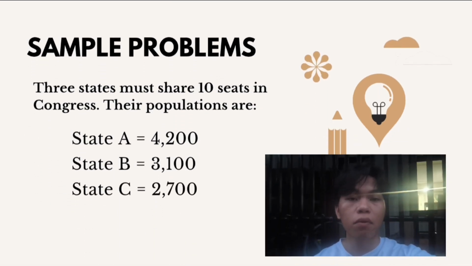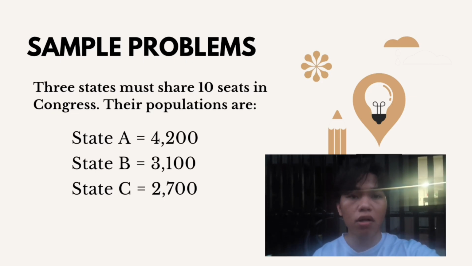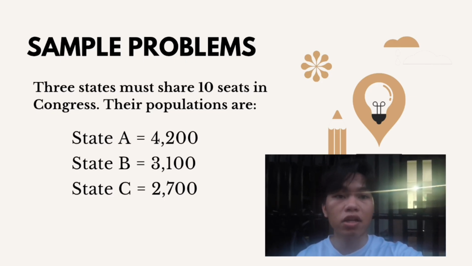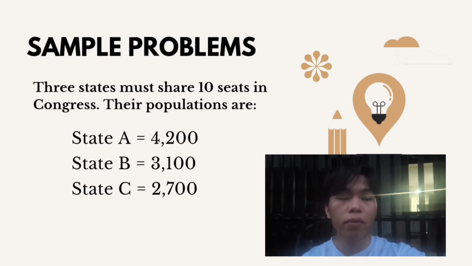Here is an example sample problem. 3 states must share 10 seats in the Congress. Their populations are State A, 4,200, State B, 3,100, and State C, 2,700. Use Hamilton's method to allocate them. The total of the 3 states is 9,800 population.